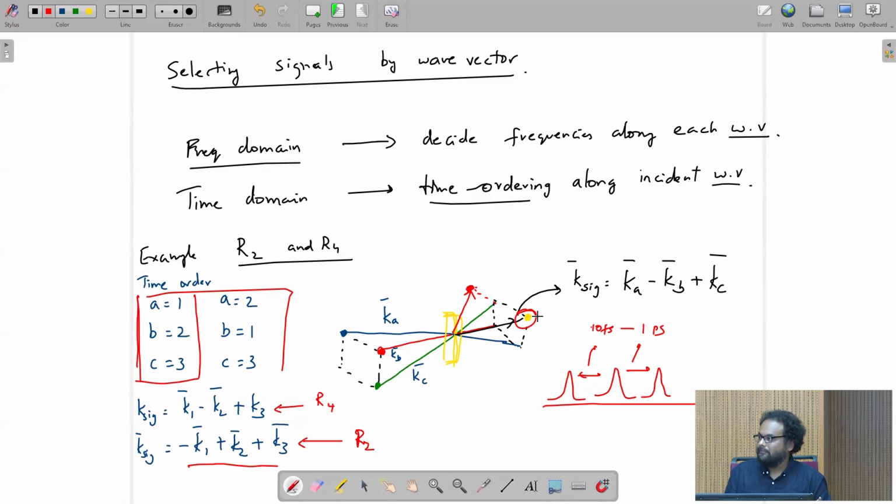So it's a geometry effect, by which you're only getting that one signal. It's also background free, so you will see fields emitted in all directions for a specific time order. And this is true with nonlinear optics too, right?